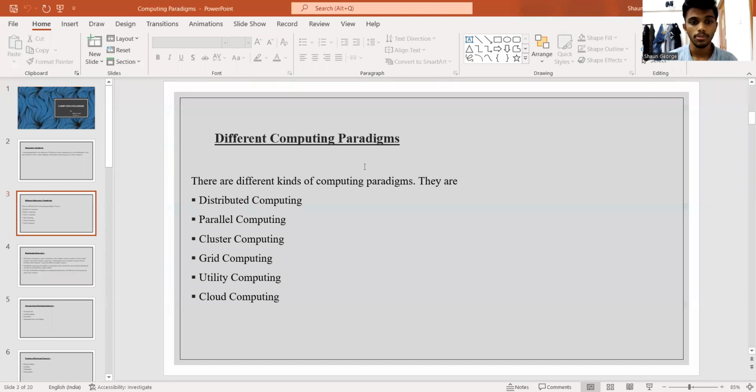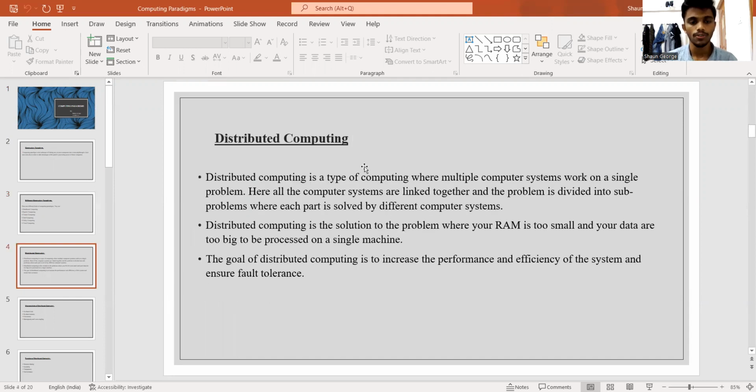Next, we can discuss the different types of computing paradigms. There are different kinds of computing paradigms. They are distributed computing, parallel computing, cluster computing, grid computing, utility computing, and cloud computing. First, we can discuss distributed computing.